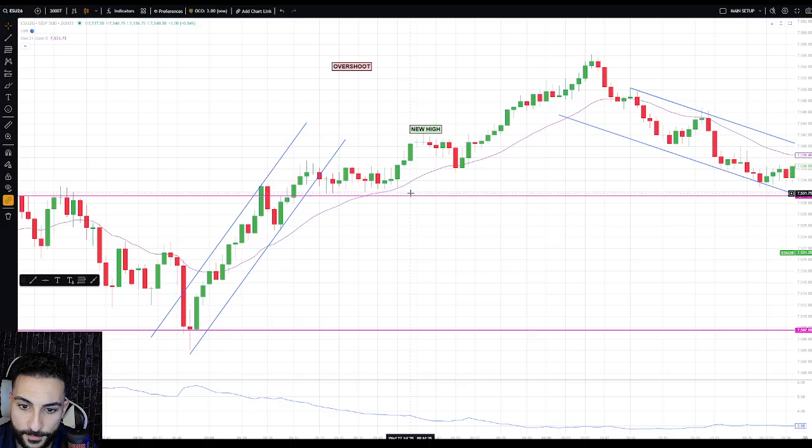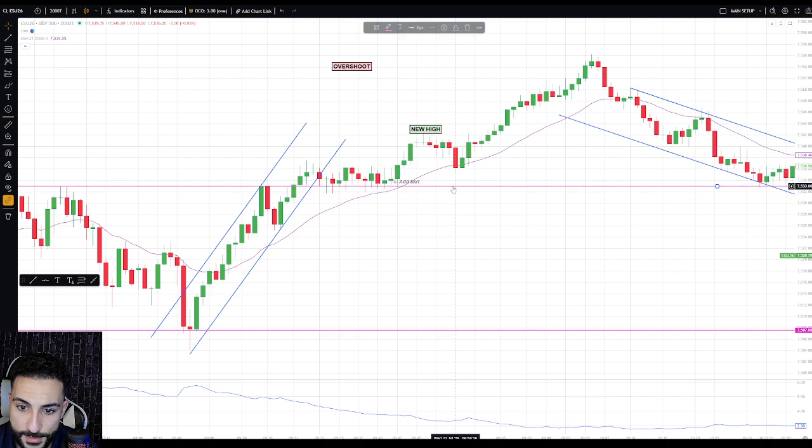Each pivot is higher than the other, and we're respecting this EMA fully. The sellers can't even dip prices below. This support is now acting as a resistance. You could even raise it a little bit.